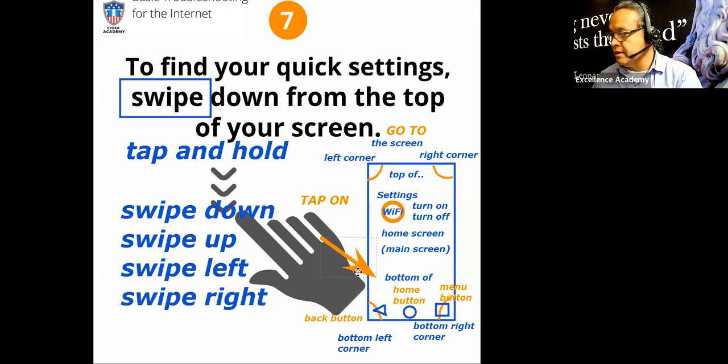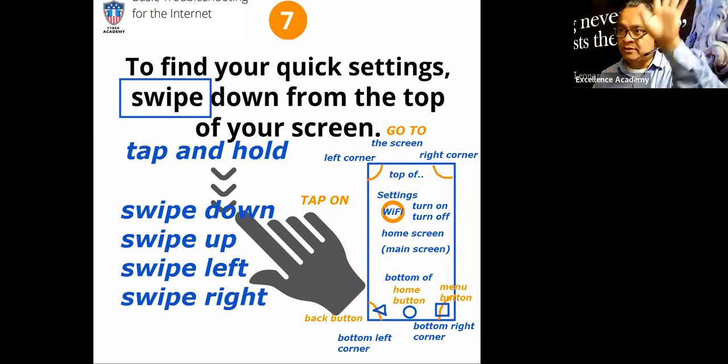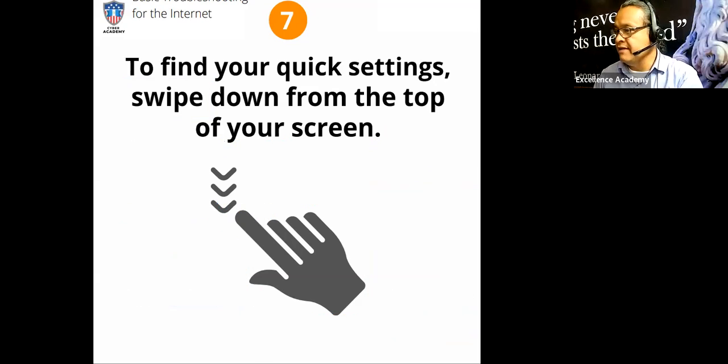All right. Okay, basic vocabulary. Go to for directions: go to the left corner, go to the home screen. If you want an action, you say tap on settings, tap on Wi-Fi, tap on the home button, tap on the specific setting that you need, okay? All right, good. Let's move on to the next one. So that's swipe. Remember, swipe up, swipe left, swipe right, etc. Perfect vocabulary there for navigation.